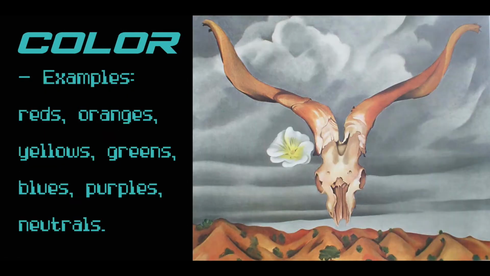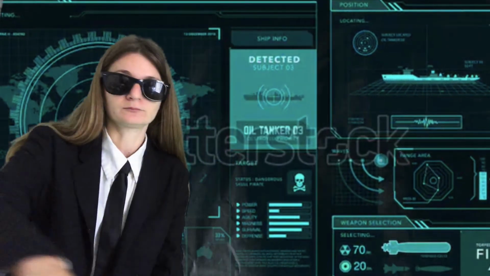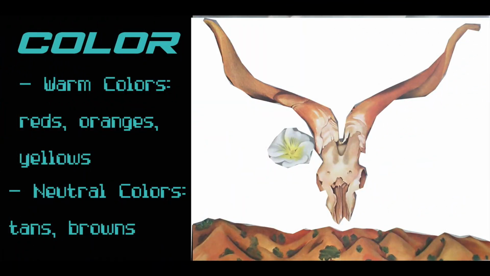The next element we're looking for is color. Remember, let's try to identify both the warm colors, cool colors, and neutral colors. Let's use the Chrome Master 5000 to try to identify and analyze all those different types of colors. The Chrome Master 5000 has isolated the color into just the warm colors. Do you see different types of reds, oranges, and yellows? It's also showing the warmer neutral colors, such as tans and browns.